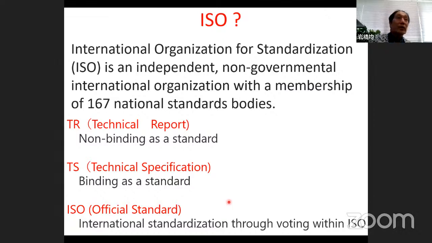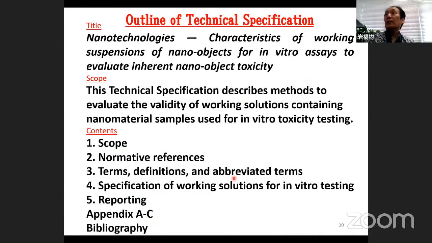I think students know ISO. So before becoming ISO, generally we make technical specifications. I tried to make a technical specification. This is the outline. The title is: characteristics of working suspensions of nano-objects for in vitro assay to evaluate inherent, this is important, nano-object toxicity. Scope: this technical specification describes methods to evaluate the validity of working suspensions containing nanomaterial samples used for in vitro toxicity assay tests.